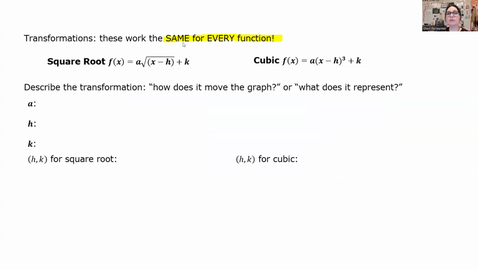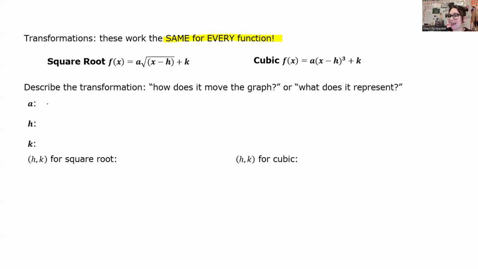Transformations work the same for every function. They work the same for a quadratic. We've already had something that looks a lot like this, where we have A, H, and K, and those move my graph. They're going to be the same movements here. It's important to take note of that. This is my basic equation for square root and for the cubic function. These are like placeholders for when things happen.